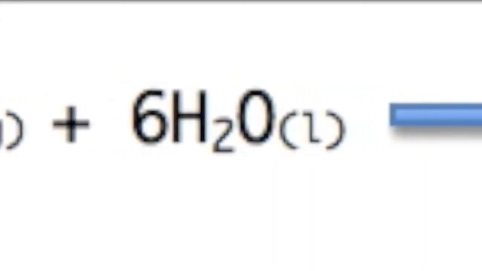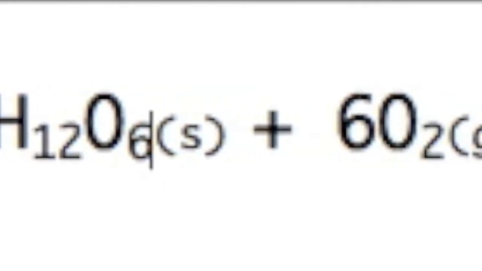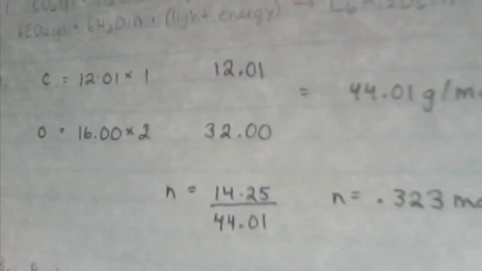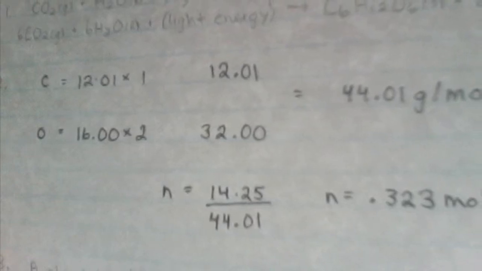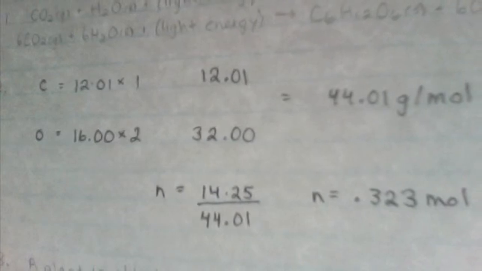6 carbon dioxide gases plus 6 waters react to make solid sugar and 6 oxygen gases. If there were 14.25 grams of one of the reactants, carbon dioxide for example, the math would result in 0.323 moles.